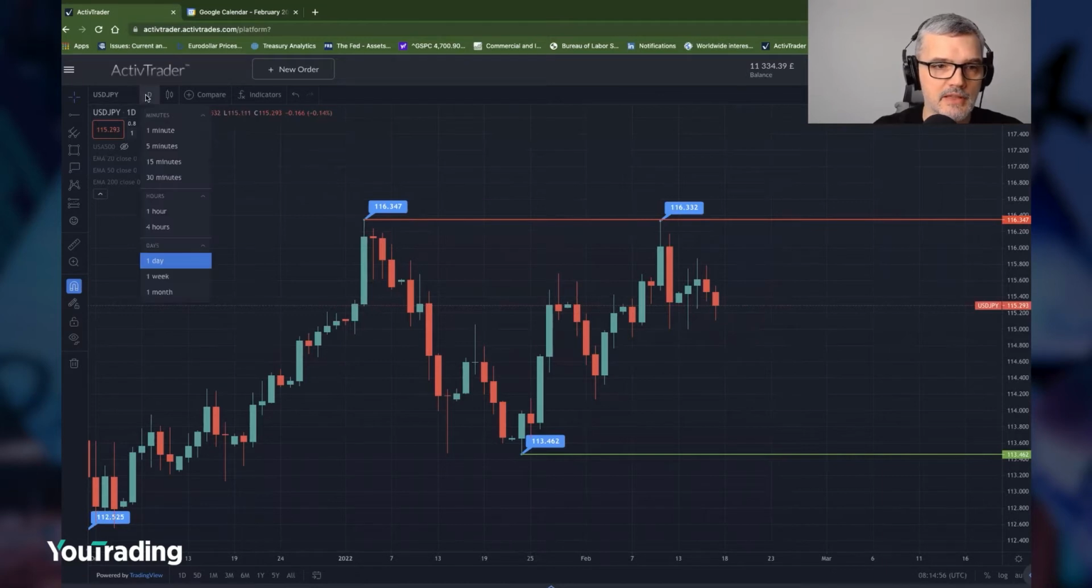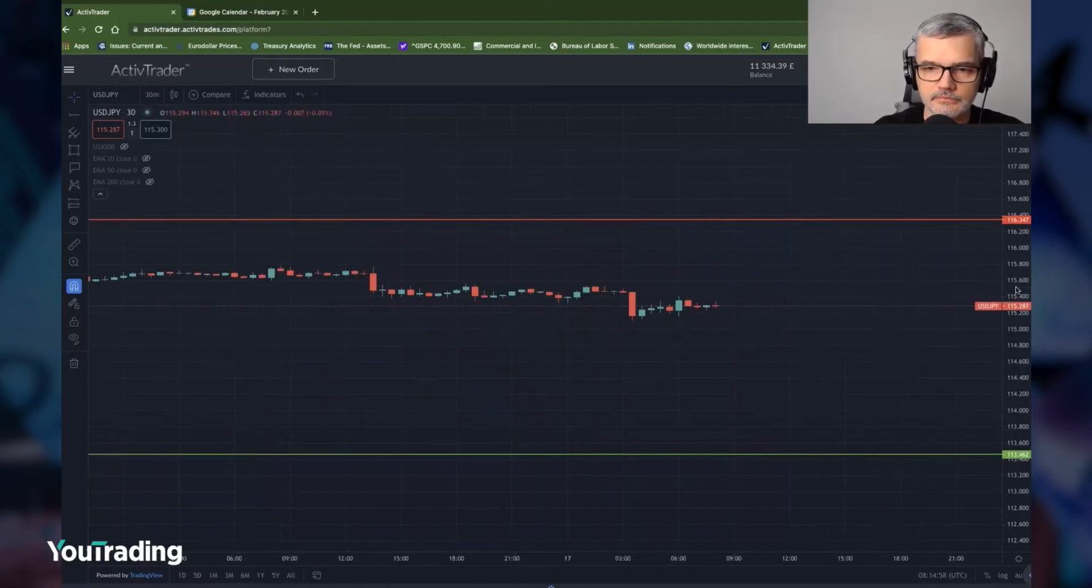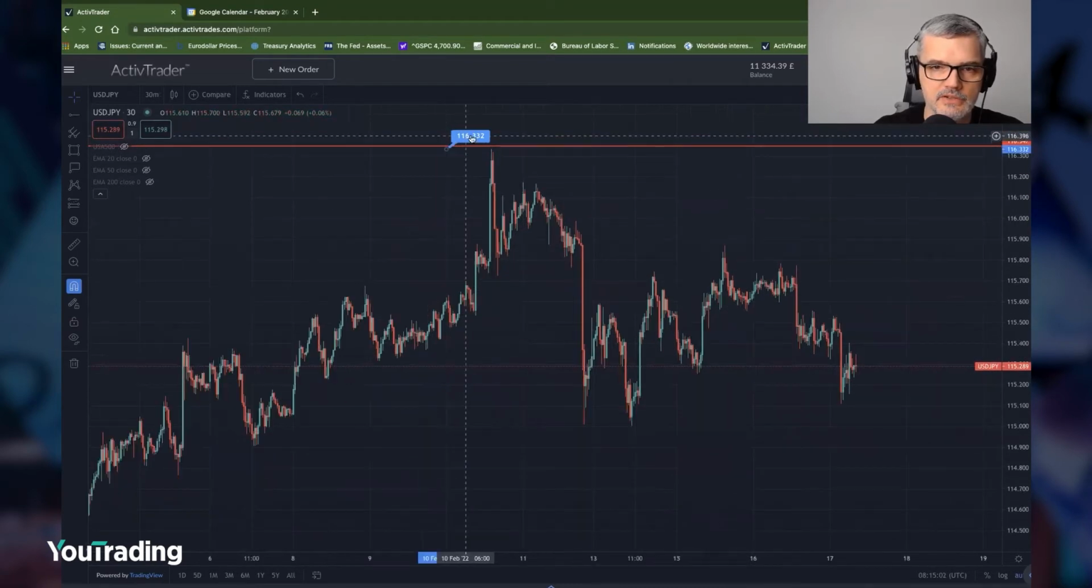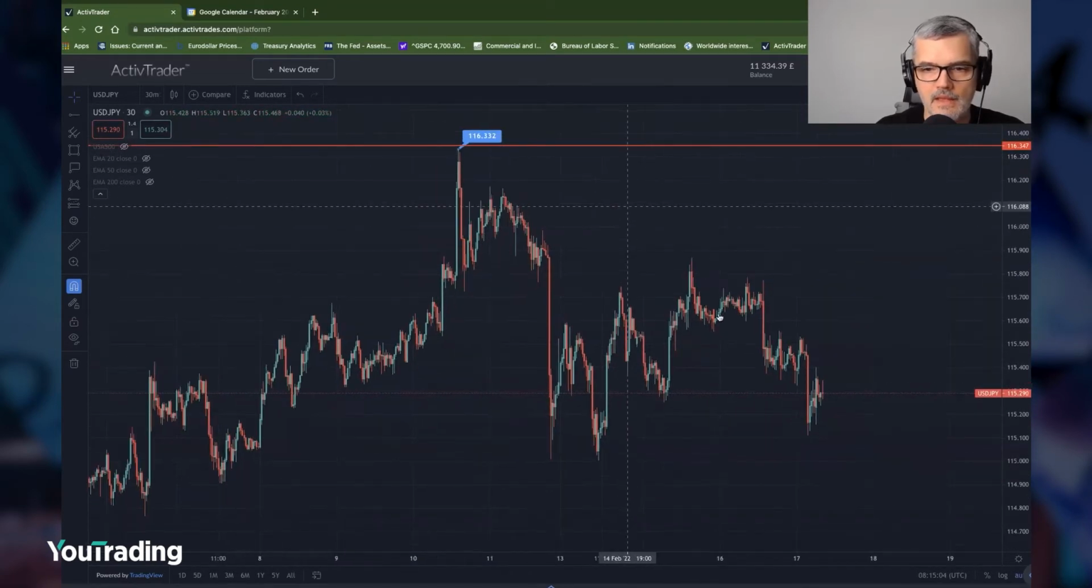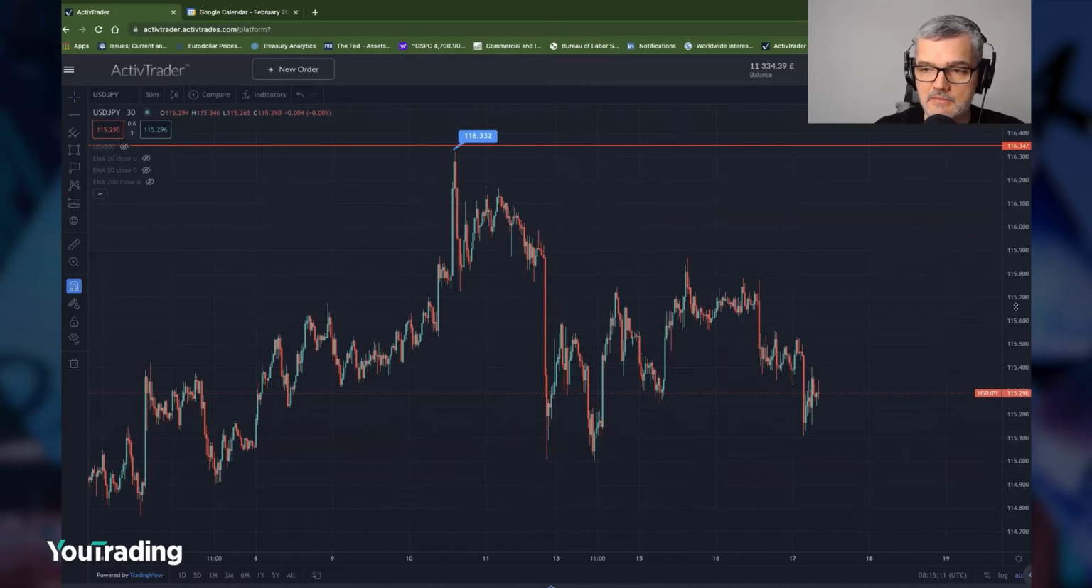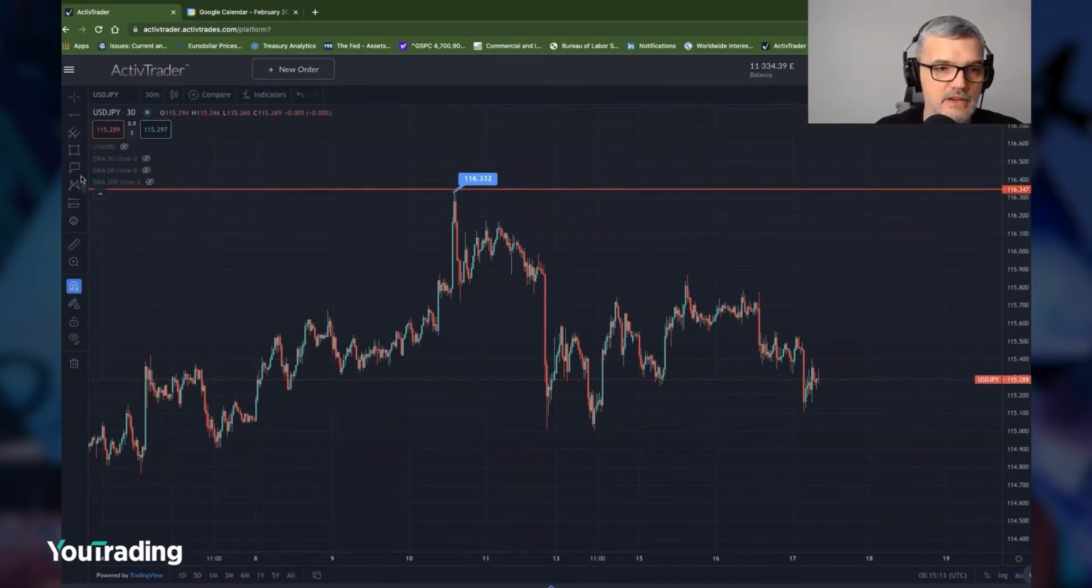So if we go down to a 30-minute time frame, we can see here that I can just drag that across there. We've got a smaller time frame and lots of internal trading ranges. So if I put a low there and see if this one's lower, from 116.332 down to 115.005 could be another trading range.